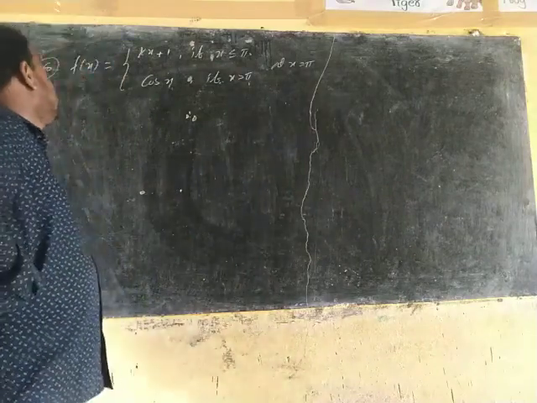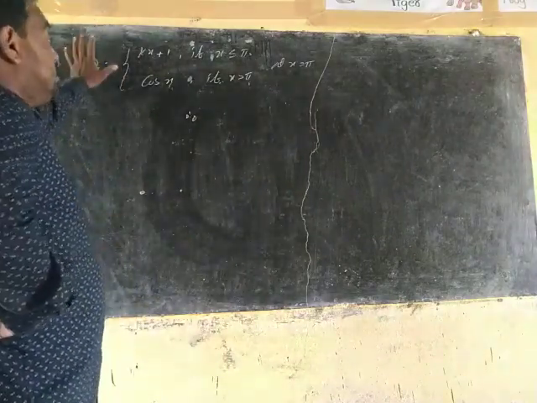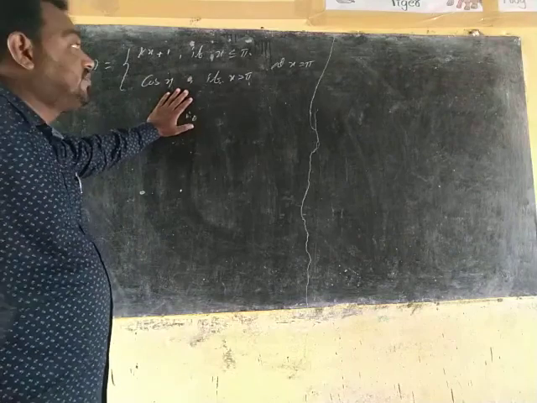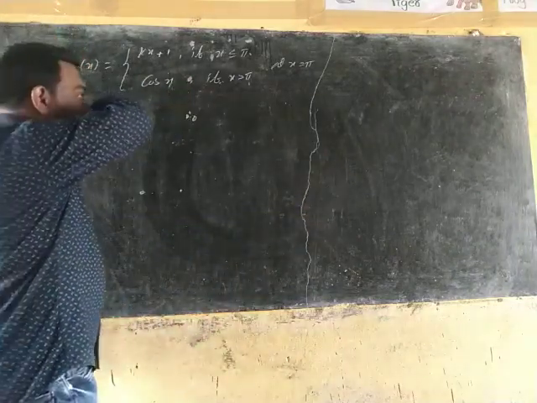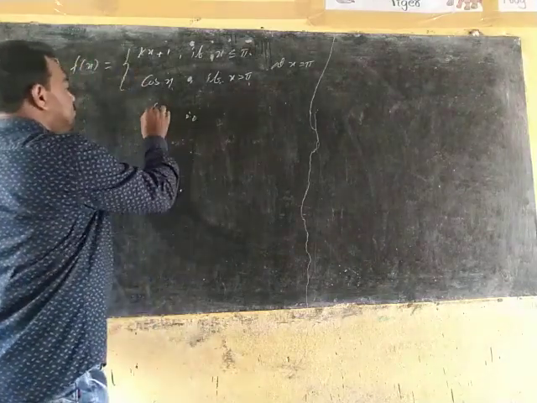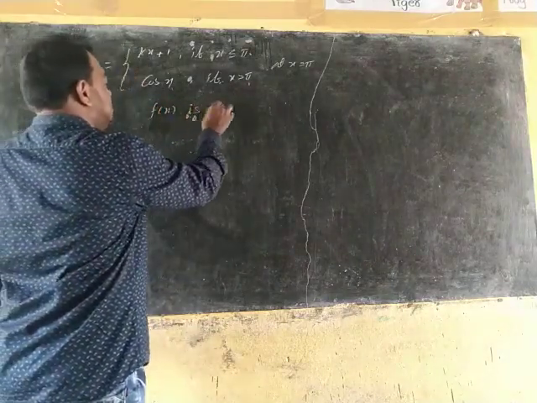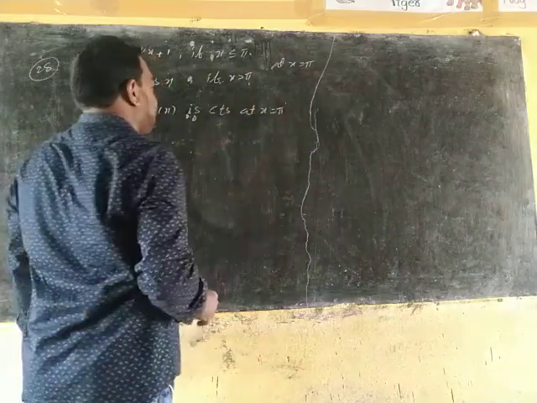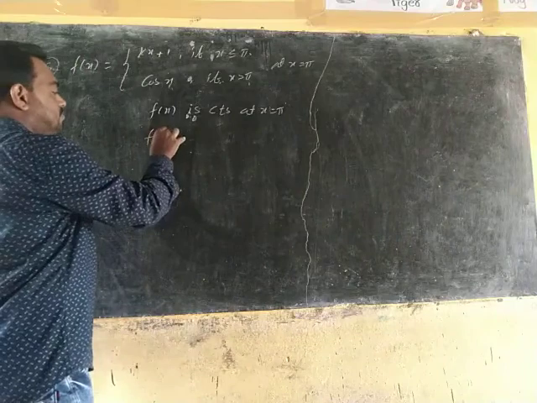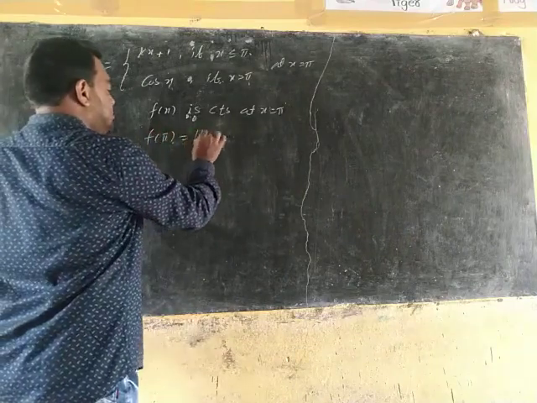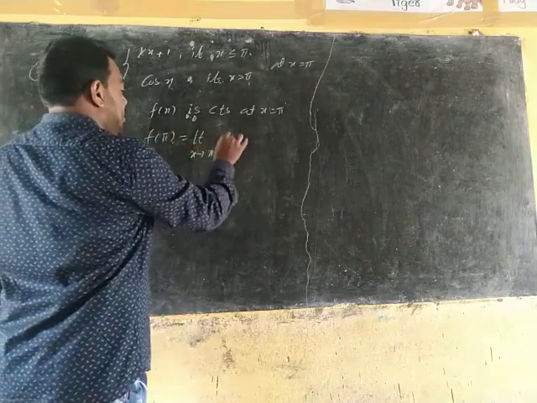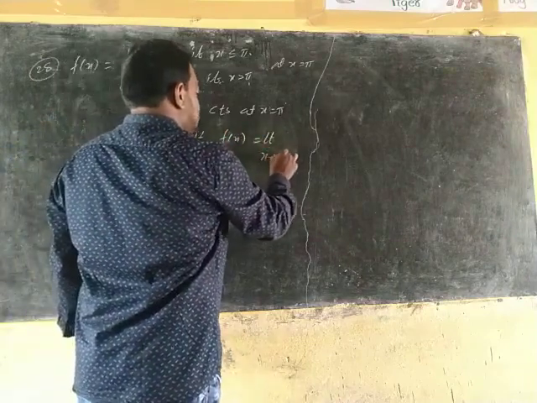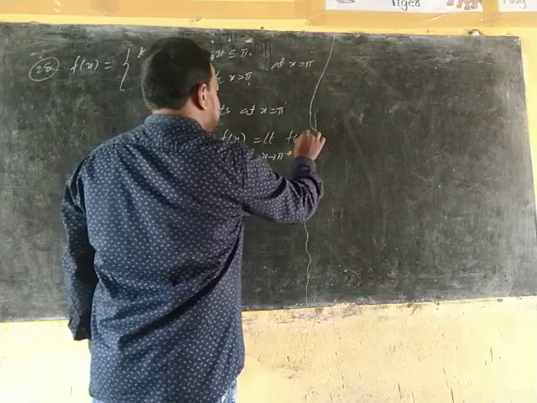Next, coming to 28. This function defined like this is continuous at x equals pi. So f of x is continuous at x equals pi. So f of pi is equal to limit x tends to pi minus of f of x, which is equal to limit x tends to pi plus of f of x.